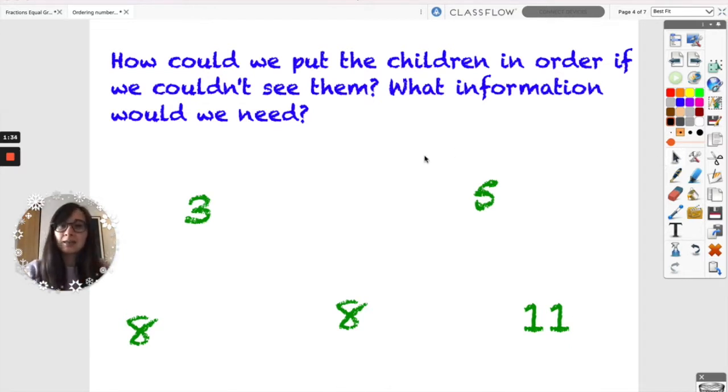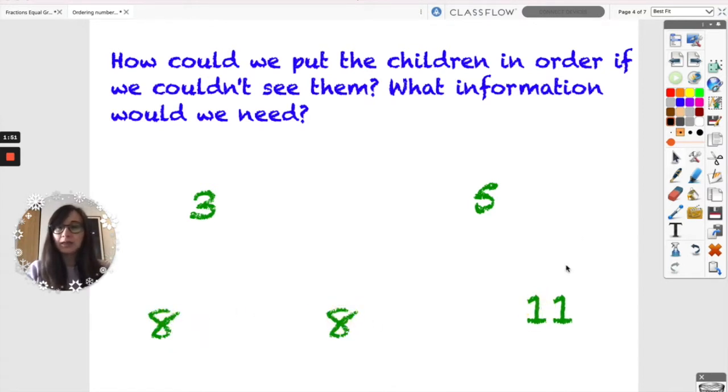So let's look at the numbers that we have here, and I want to put them in order from youngest to oldest. I've got the number 3, the number 5, the number 8, and I've got 8 again, and the number 11. If each of these numbers is a child, who would be the youngest child? The 3-year-old would be the youngest child, so they would go first.